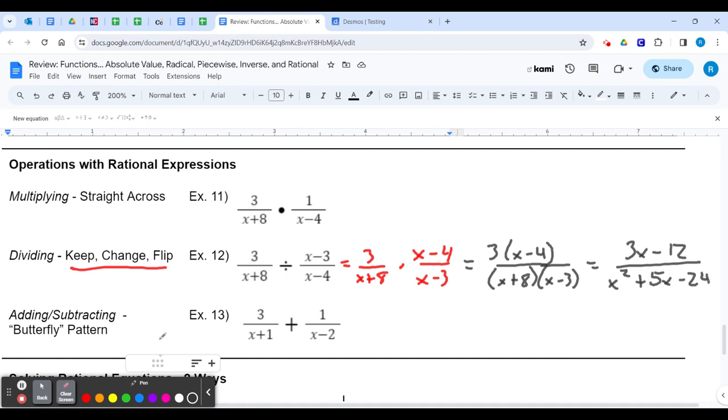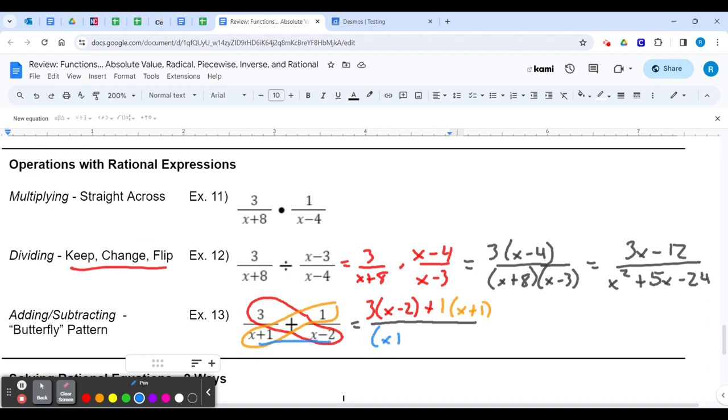And finally, this last one, adding, subtracting, we're going to use that butterfly pattern to make our denominators the same. So on bottom, we're just going to go, well, I'll start on top. We have our 3 times (x minus 2) plus our 1 times (x plus 1). And on bottom there, we're just going to go straight across. We have (x plus 1) times (x minus 2).